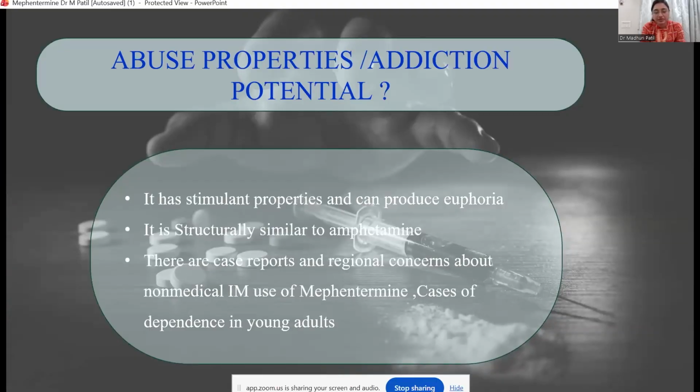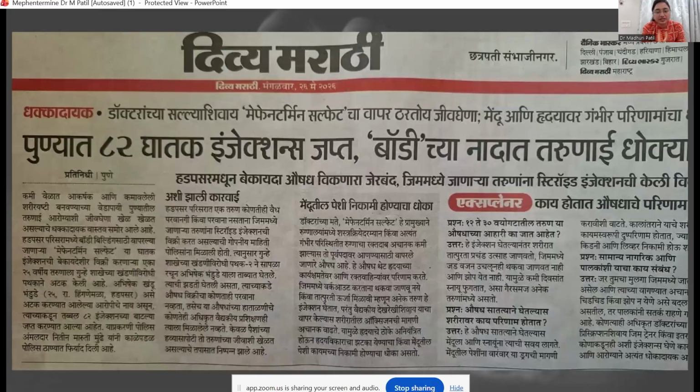There are case reports and regional concerns about non-medical IM use of mephentermine. Cases of dependence in young adults have been seen, and this is recent news from only 10 days ago. In Pune, 82 vials of mephentermine were confiscated from a gym trainer.